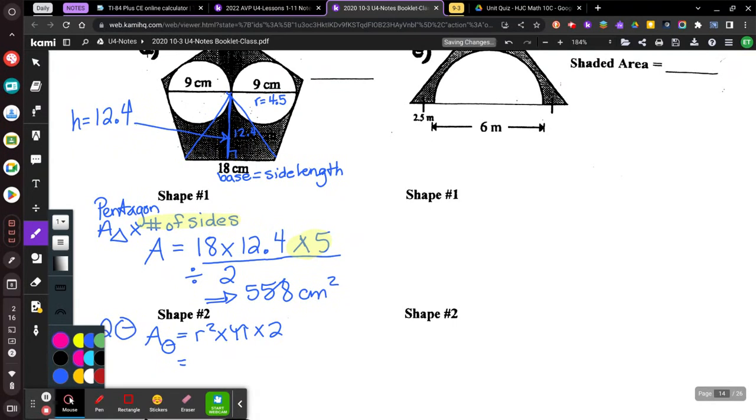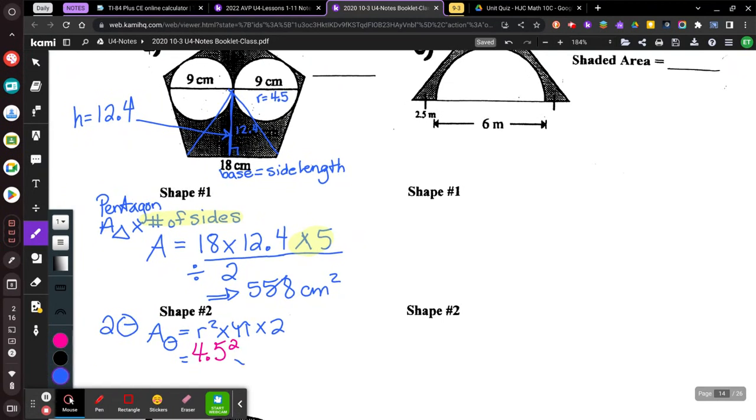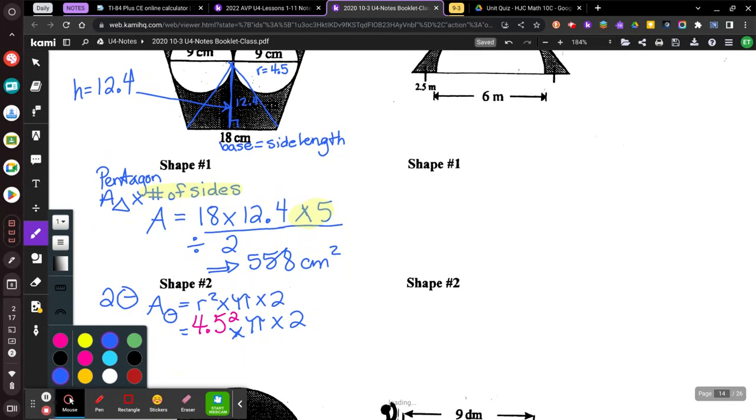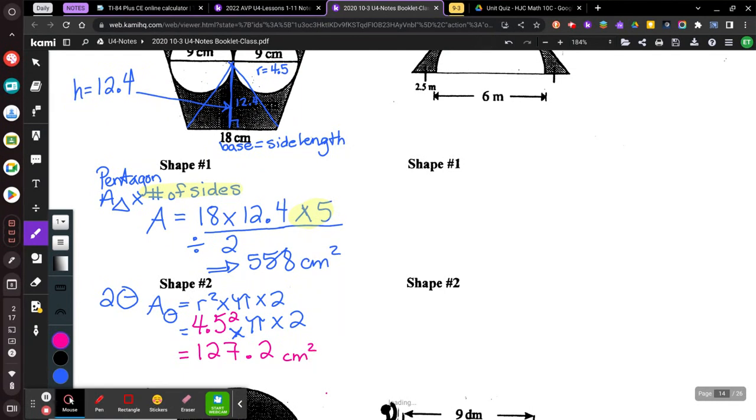So multiplying would look like 4.5 squared times pi times 2. Now this one you will get decimals because pi is a run-on decimal. So again, when you get decimals, we round to 1 decimal point. So the area of our circles should give us 127.2 centimeters squared.